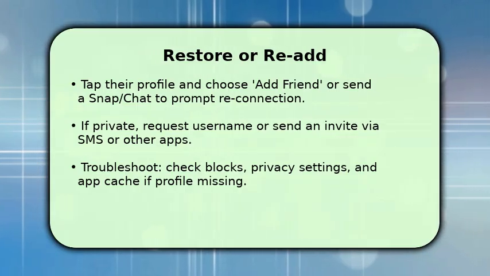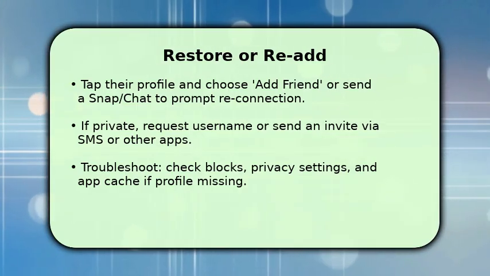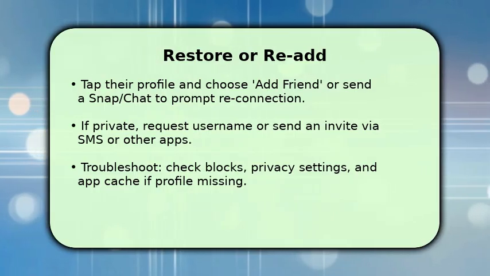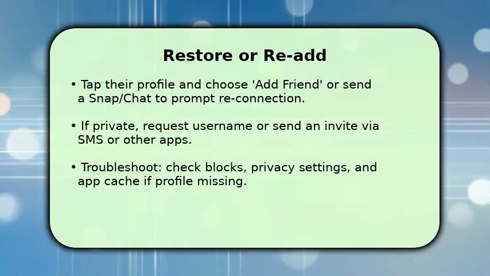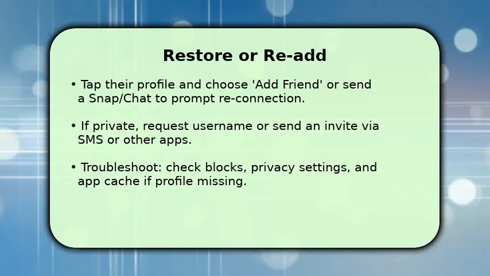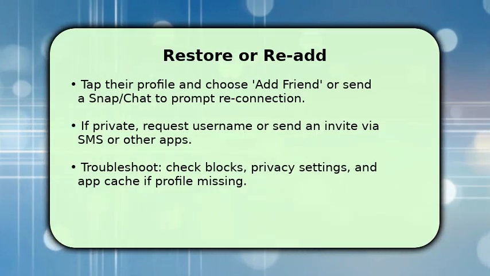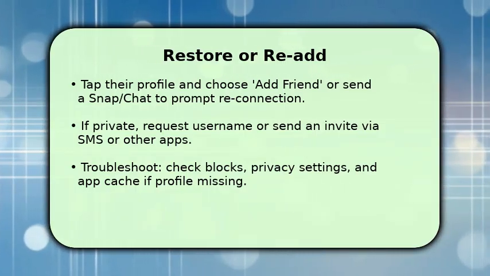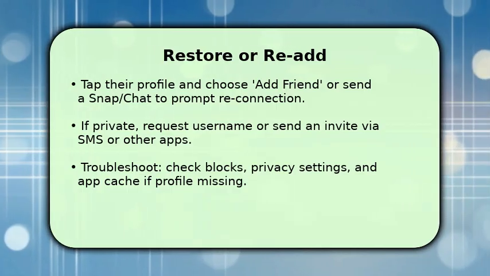If their profile is private or hidden, ask for their exact username or send an invite through SMS or another app to ensure accuracy. Make sure you aren't blocked. Blocked accounts won't appear. Also check your privacy settings and clear app cache if a profile seems missing.